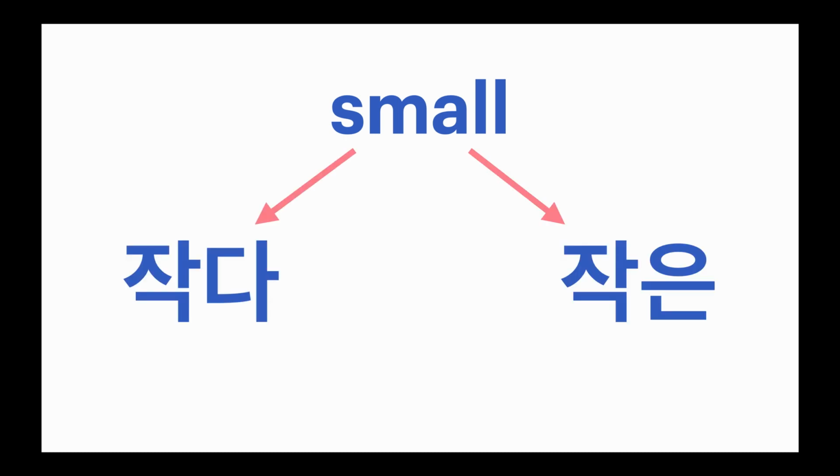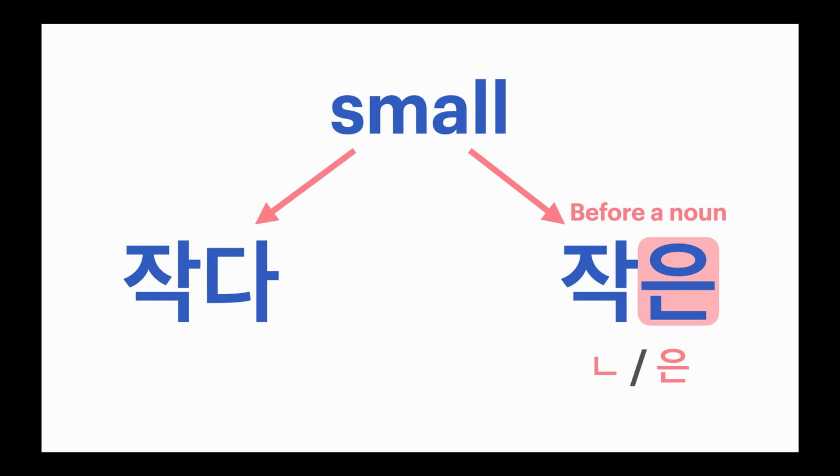Let's take the word small. When you first look up the word small in the dictionary or in a word list, you'll see it as either 작다 or 작은. The form with either ㄴ or 은 is the form that will go before a noun. And this is the form that we're going to focus on today.